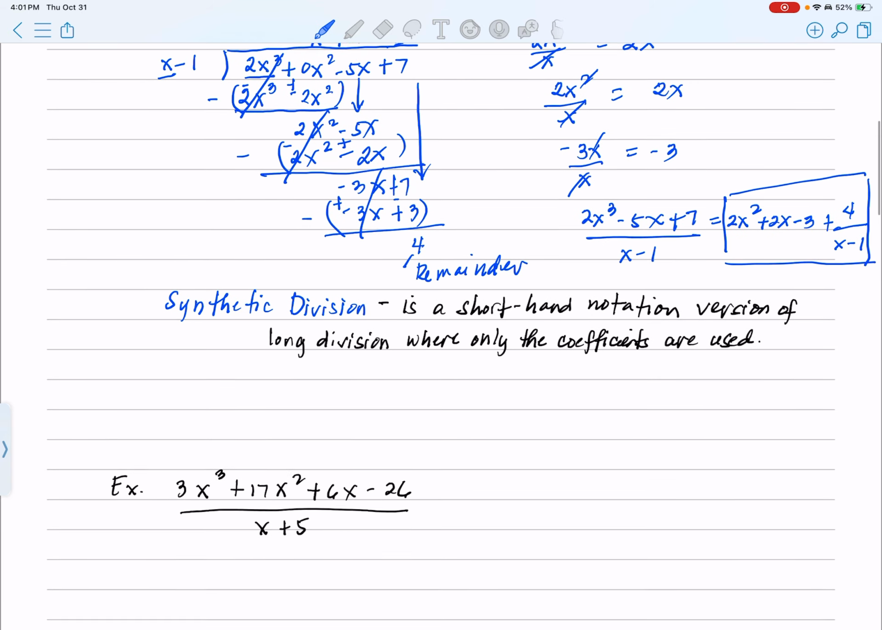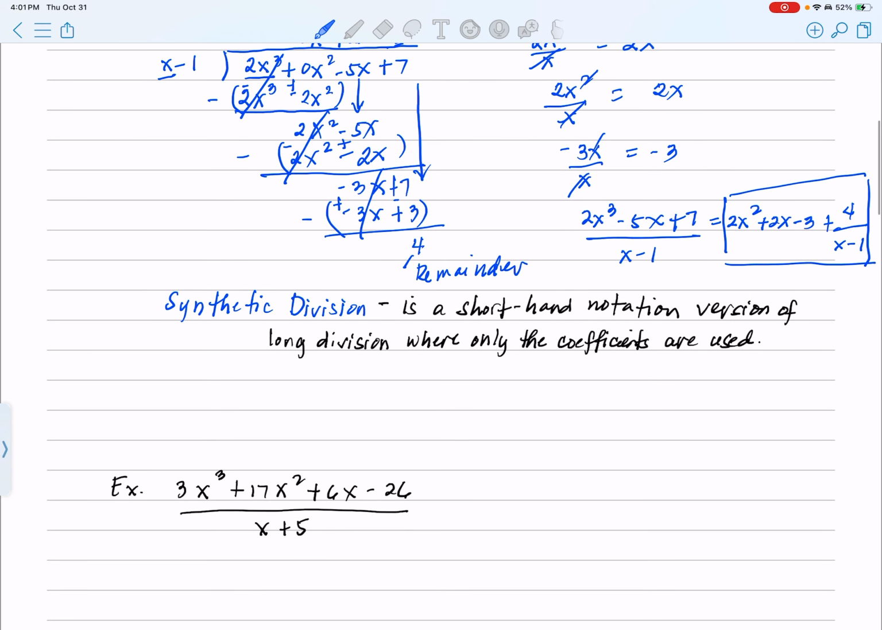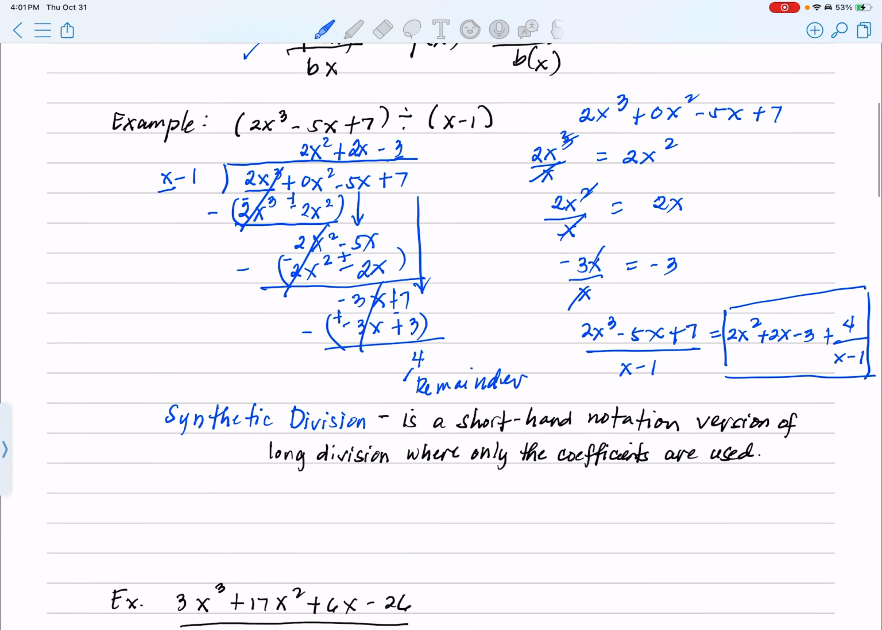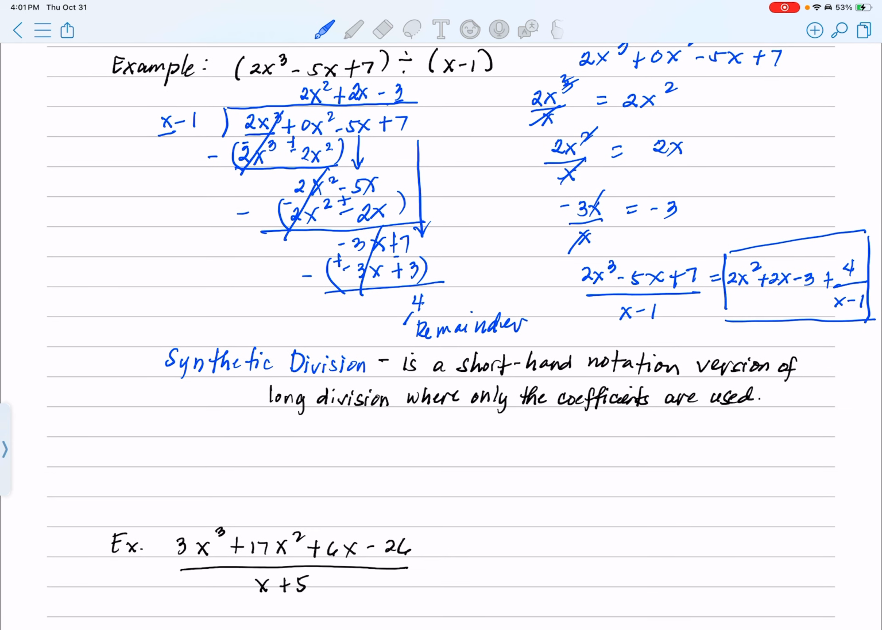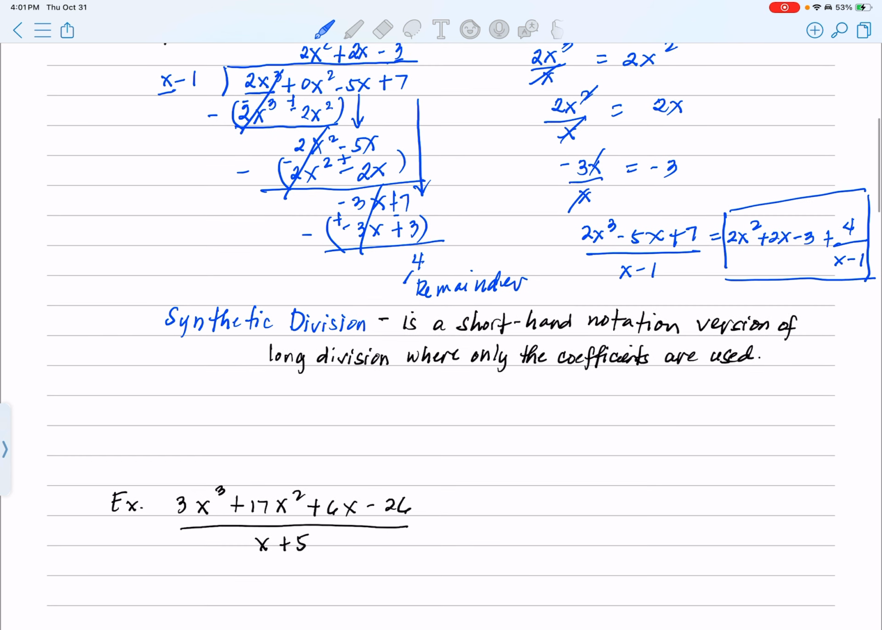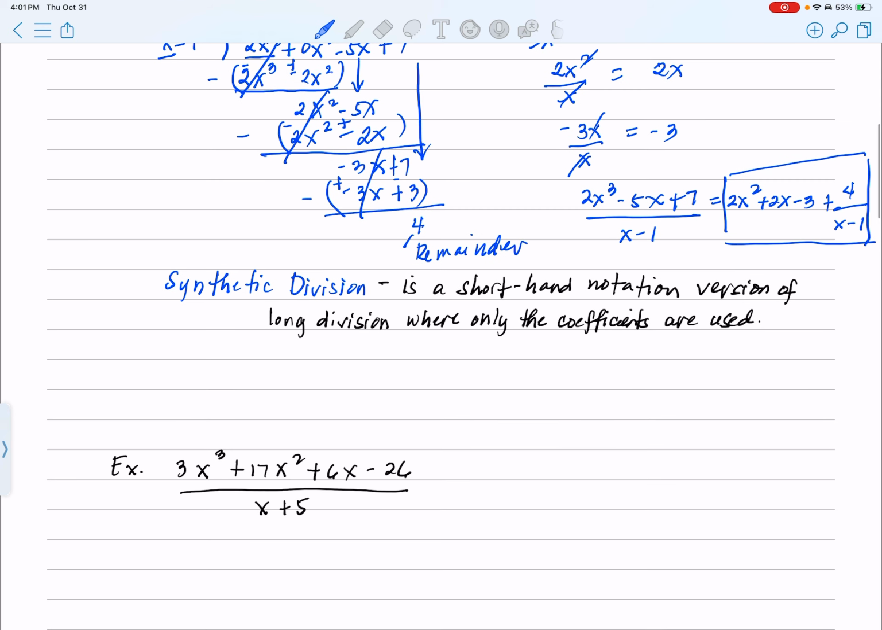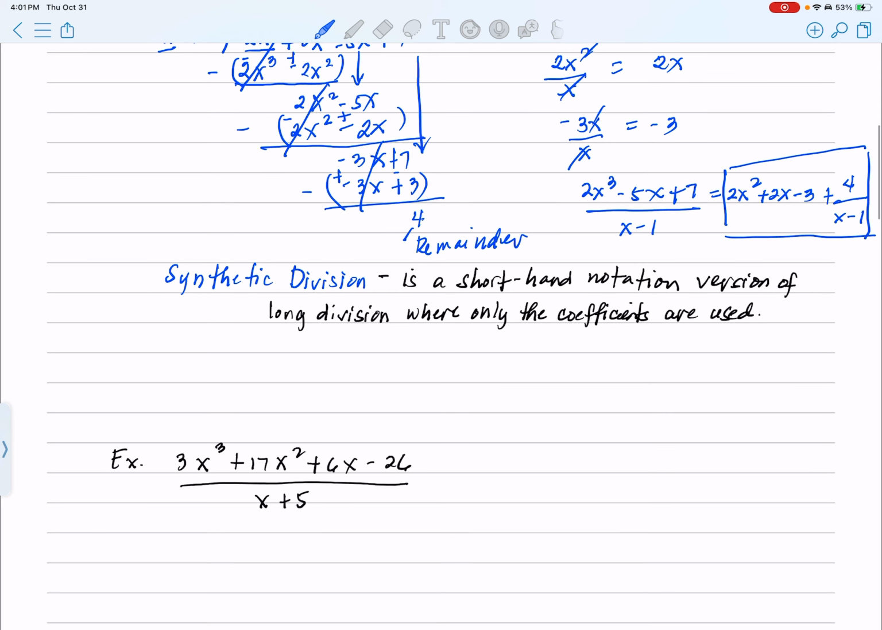Okay. There is another way of how you do it. Sometimes students don't like having a lot of steps to do. They would always ask, is there a shorter way of doing it? There is what we call synthetic division. It's a shorthand notation version of a long division where only the coefficients are used.